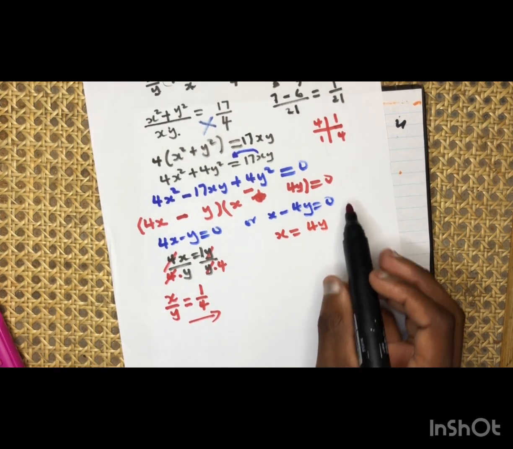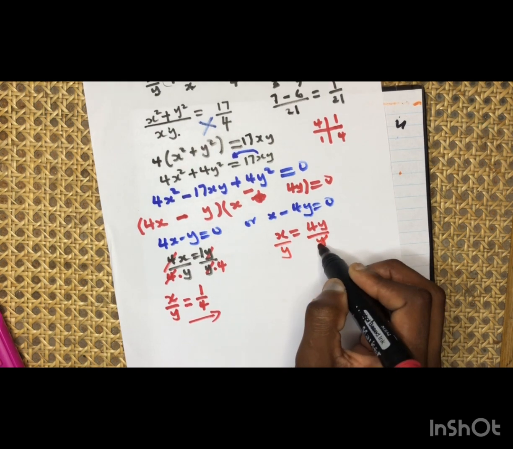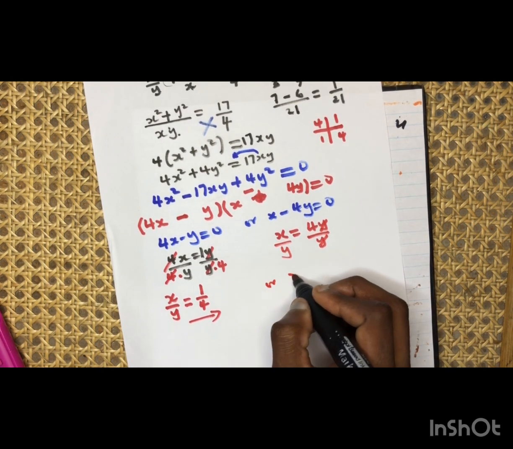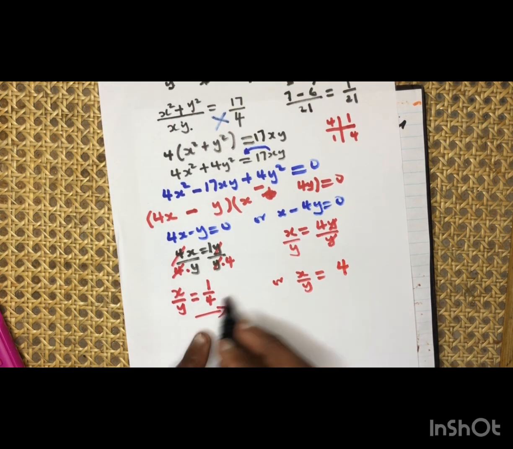Then we just need y here. Then I divide both sides by y. This cancels this. Or x over y, good people, is equal to what? To 4. So these are your solutions for this question.